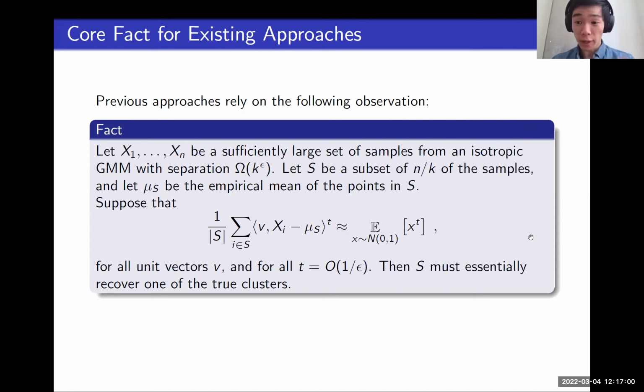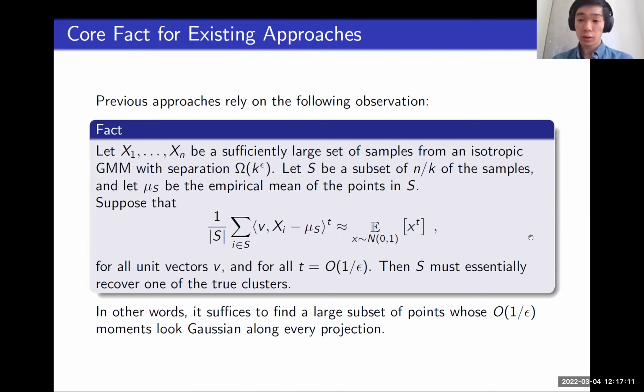However, going out to degree 1/epsilon is actually necessary when the mean separation is k to the epsilon, as I discussed before. So with this fact, what these previous algorithms do is that it now suffices to find a large subset of points whose degree 1/epsilon moments match those of a standard Gaussian along every projection. This can be done with some techniques based on the sum of squares hierarchy, but I'll not go into those here.